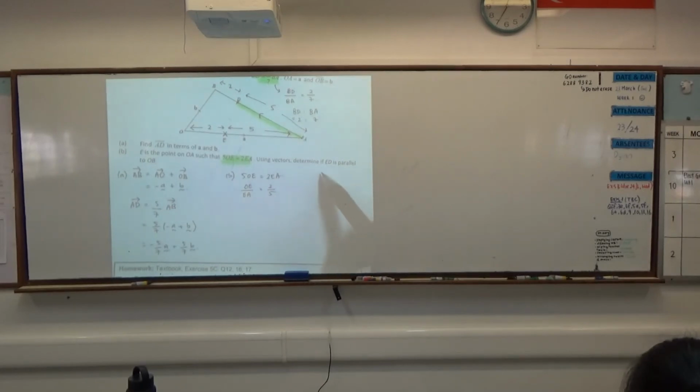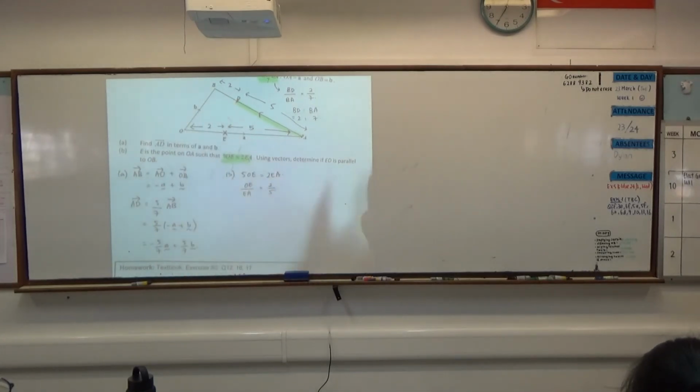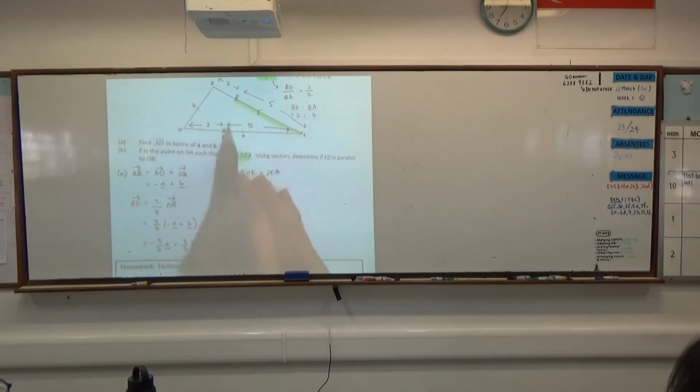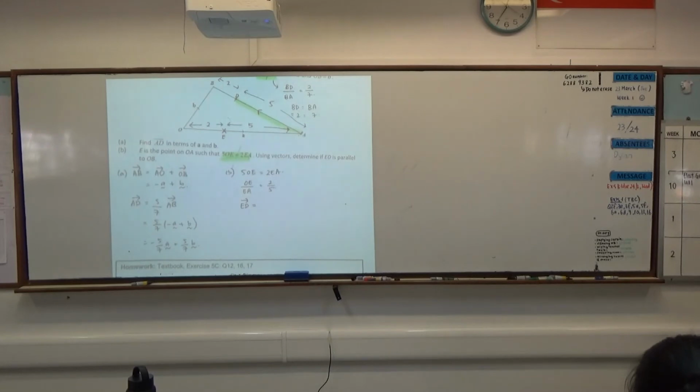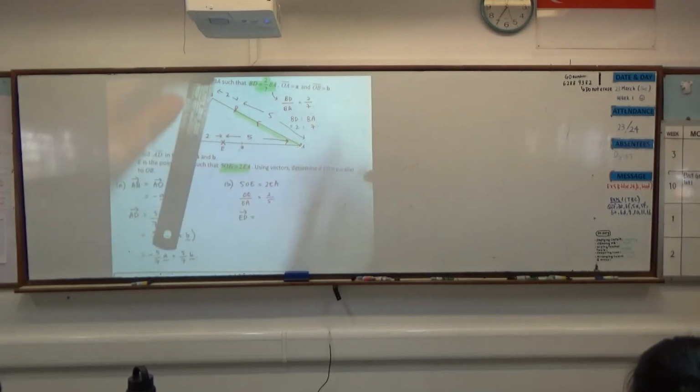So now moving to the main part of the question, which is asking whether ED is parallel to OB or not. In order for it to be parallel, ED must be a scalar multiple of OB. OB is just B itself. So we want to see whether ED could be expressed as a scalar multiple of B or not. So let's go and find out the vector of ED.